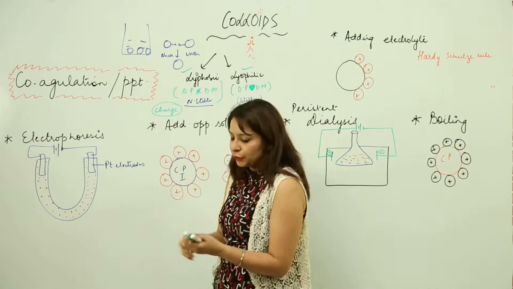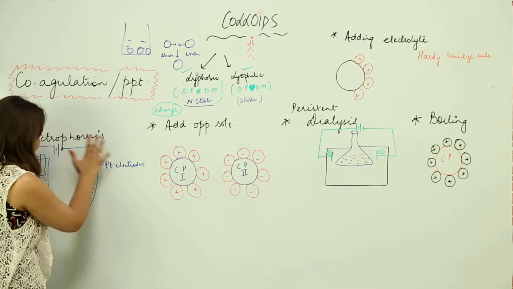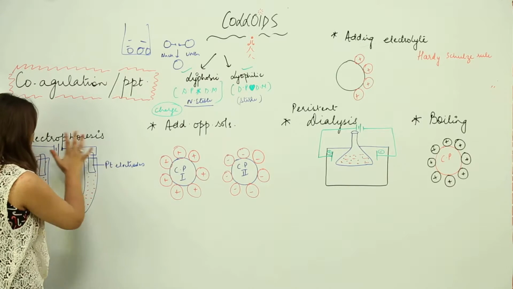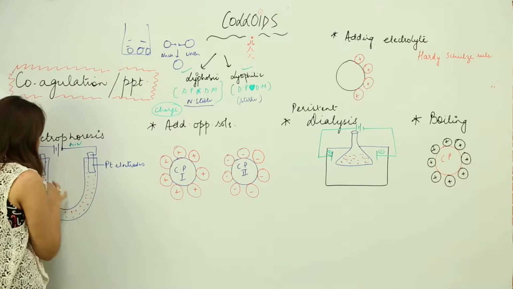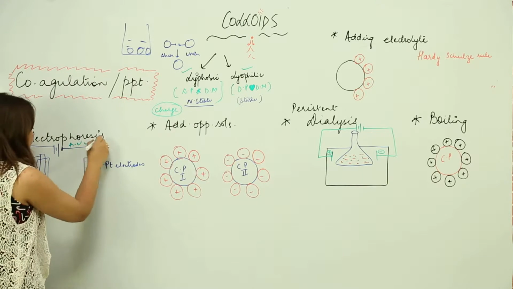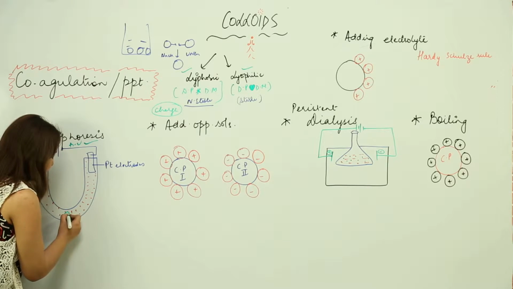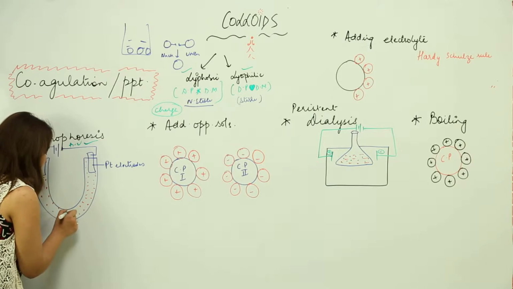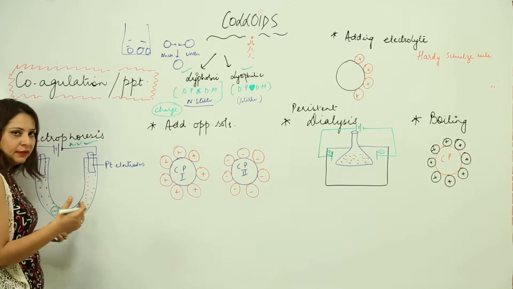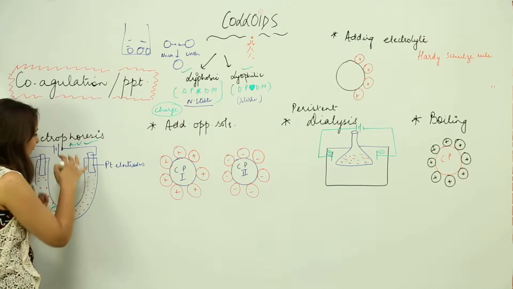The first is electrophoresis. Here we have taken this apparatus. This is a platinum electrode, a battery of high voltage obviously, and we have a colloidal sol here. What happens when we switch on the current? We know that there are colloidal particles with positive charge and colloidal particles with negative charge, according to the electrolyte which is present.